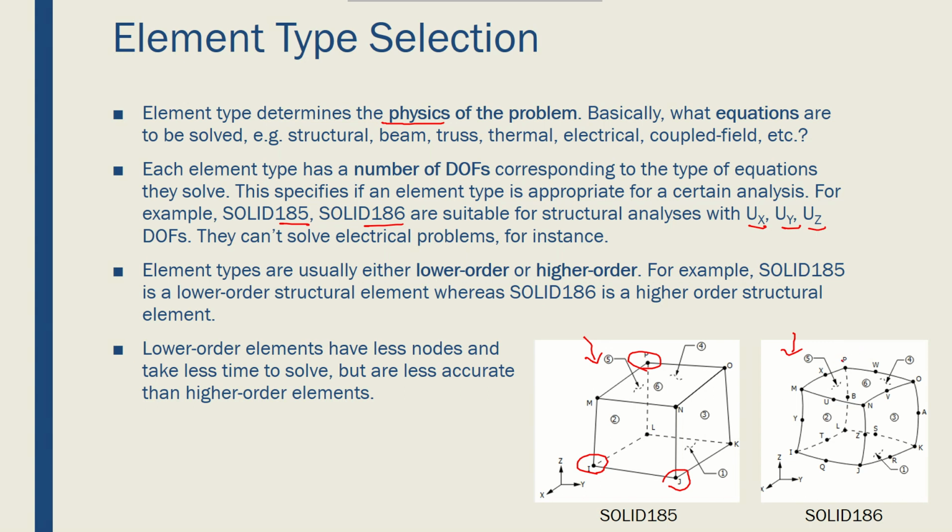The difference between the two element type orders is that the lower order elements have fewer nodes and they take less time to complete an analysis, but the results might be a little bit inaccurate, whereas higher order element types have more nodes, they are more accurate, but they take a longer time for simulation because they have more nodes. As a result, they have more degrees of freedom to solve for.